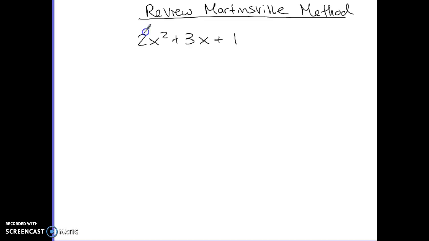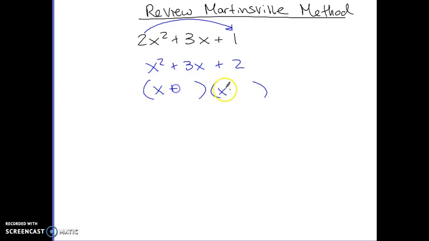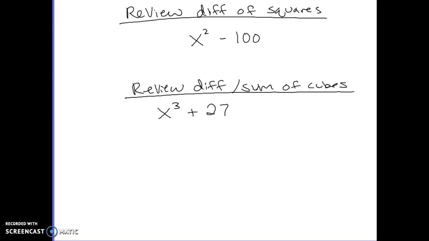So what I'm gonna do is I'm gonna take the 2 and multiply it to the 1. I'm gonna factor just like I always do. I'm gonna think, what can I multiply to get 2? What can I add to get 3? Go back and divide each piece by the 2. If it reduces, great. If it doesn't, slap that denominator up front. And so I just factored using Martinsville. If you need more practice with that, let me know or look up some more videos on it.